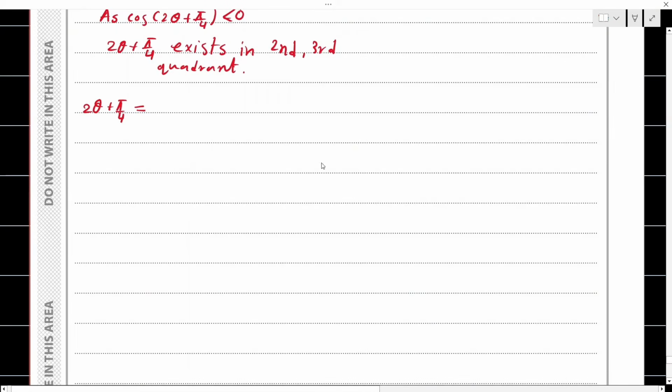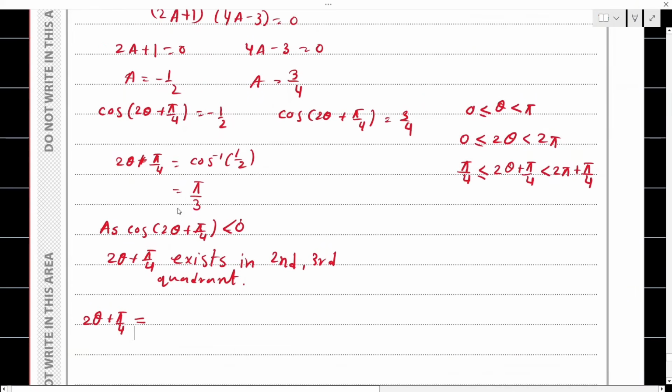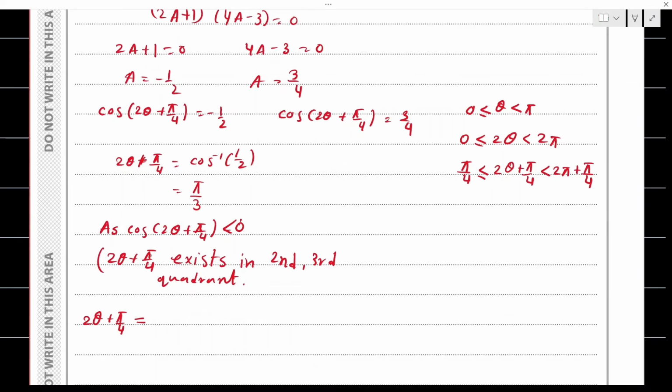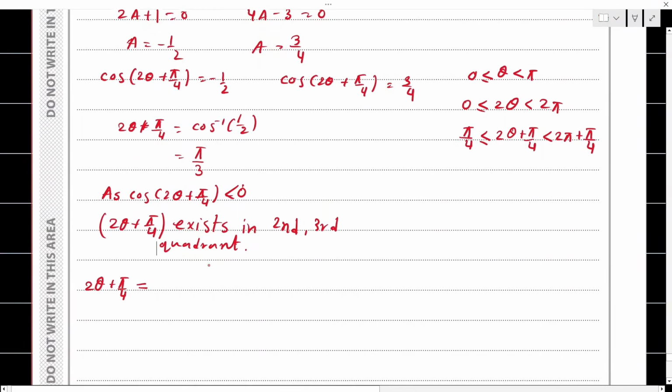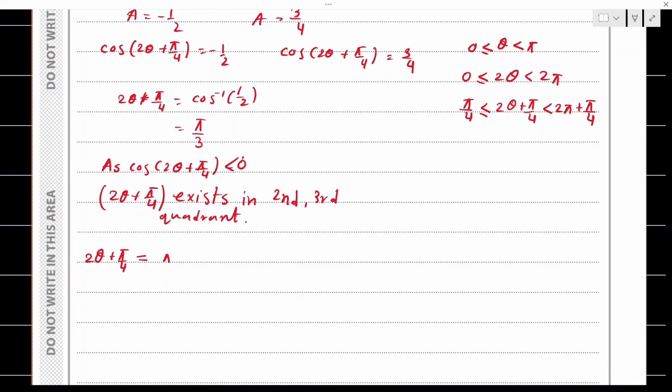We can see that the basic acute angle for this particular expression is pi by 3. We know that 2 theta plus pi by 4 exists in the second and third quadrant. So in order to find the angle in the second and third quadrant, I have to subtract our basic acute angle pi by 3 from pi, and this will give me the angle in the second quadrant. For the angle in the third quadrant, I have to add pi by 3 to pi, and this will give me the value in the third quadrant.